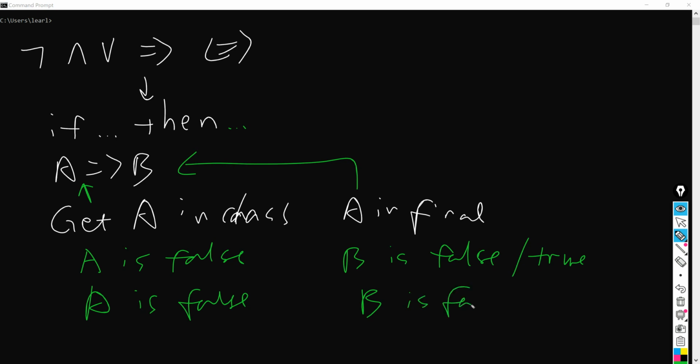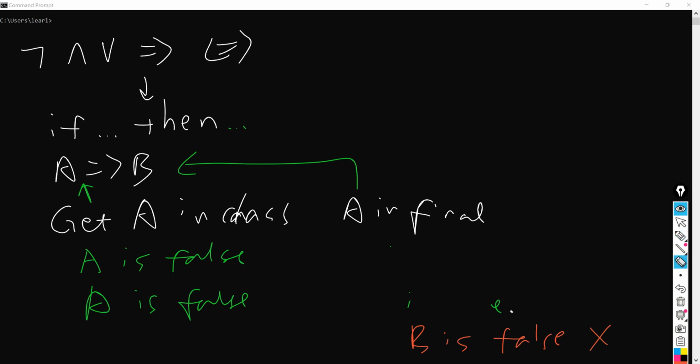So this is true. However, if we get an A from this class, but we didn't get an A from the final, which is B is false here, then this doesn't make sense. So that is the condition of false here.